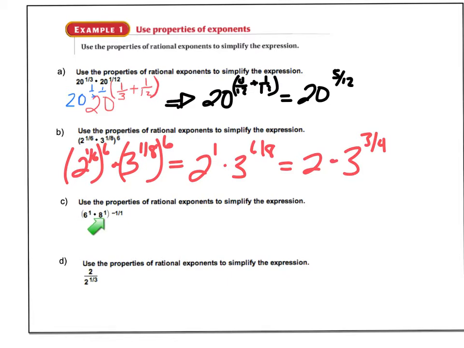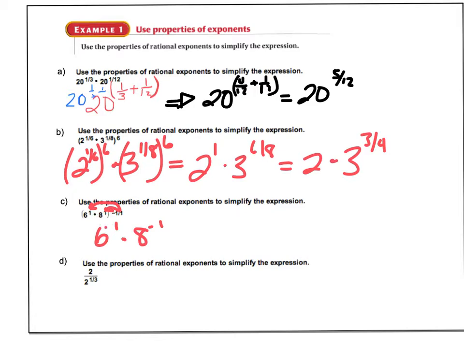Alright, letter C. You have two different bases, a 6 and an 8, and this is to the power of -1/1. Well, -1/1 is just -1 itself, and the same idea where you're going to apply that power of a -1 to each of those exponents. So you're going to end up with 6 to the -1 when you multiply -1 times 1, and you're going to be left with 8 to the -1 when you multiply that 1 here by the -1 outside.